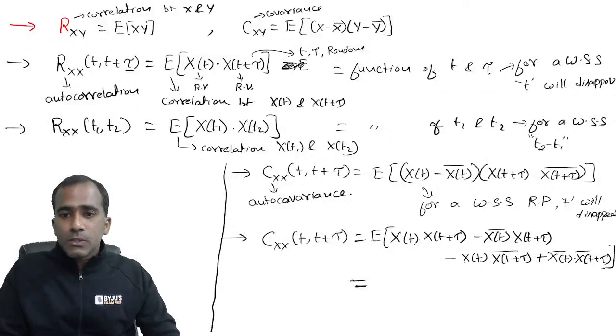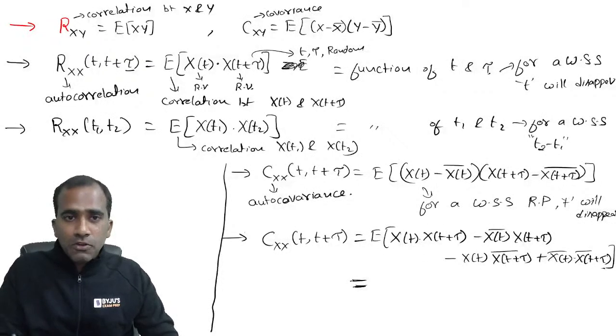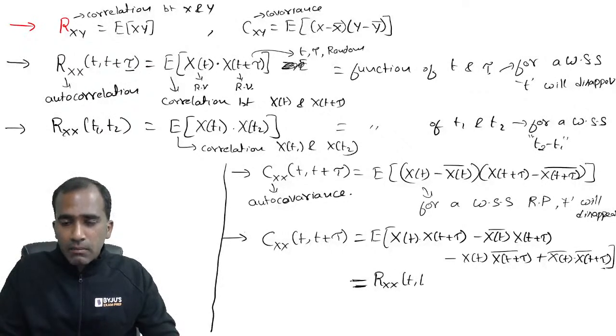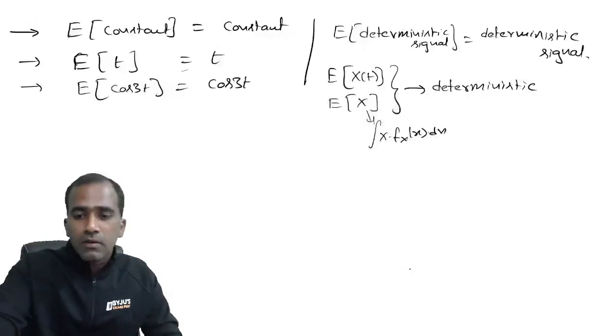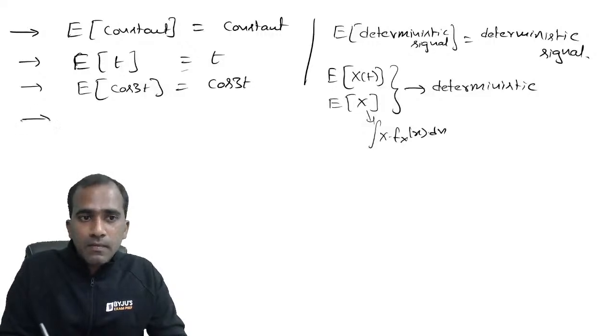So let us analyze this one. Expectation of x(t) times x(t+tau), how is it looking? Expectation of the first part, is it looking like autocorrelation or not? Rxx(t, t+tau). Next, minus x bar of t. Okay, let me tell this. Expectation of deterministic signal.